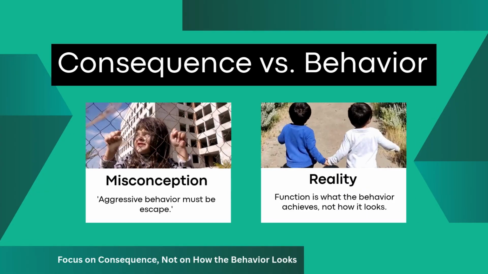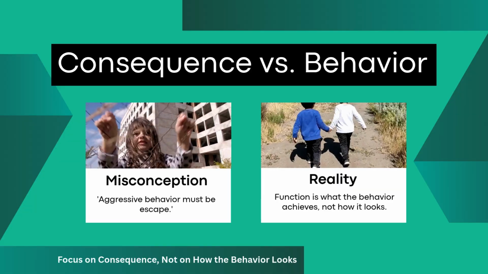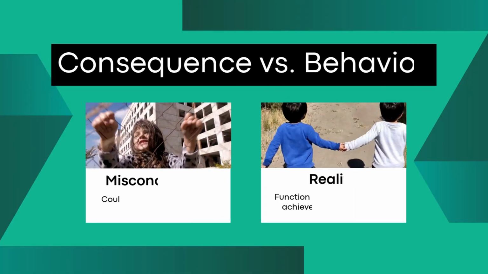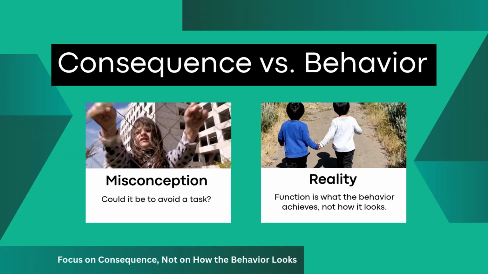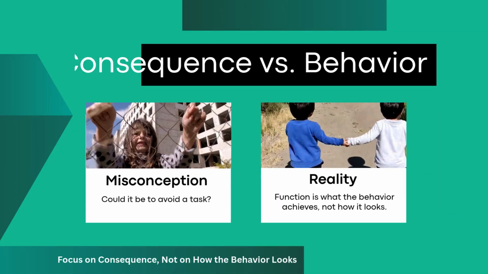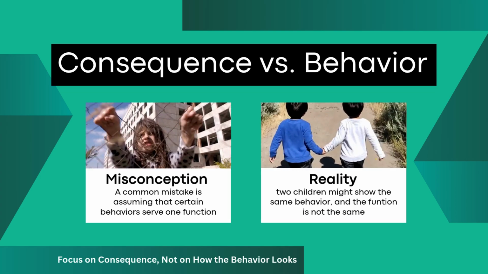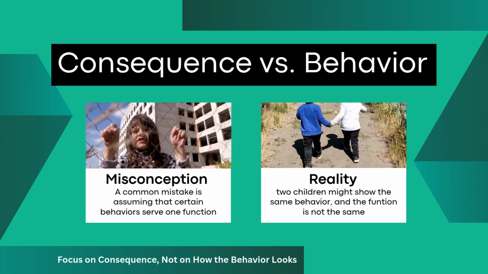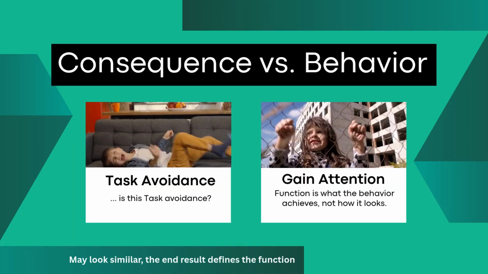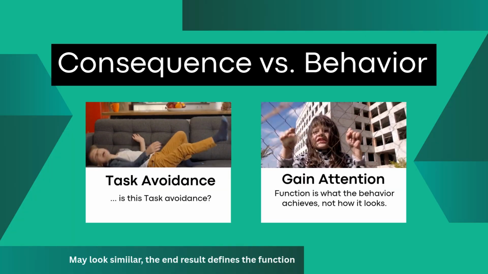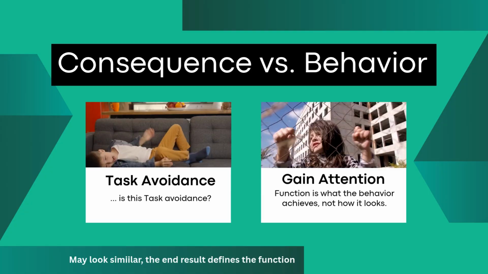A common mistake in applied behavior analysis and in RBT sessions is assuming that certain behaviors, like aggression, automatically serve one function, such as escape. But behavior function is not based on what the behavior looks like, it is based on what the behavior achieves, and that's the key to remember. For example, two children might show the same behavior, such as yelling, but one does it to avoid a task, while the other does it to gain attention. So you must always look at the consequence of the behavior, which is what happened immediately after it occurred. And that's going to tell you more than how intense or loud the behavior appeared.